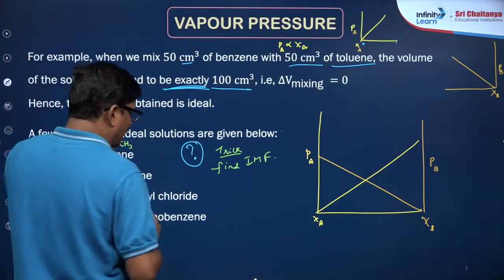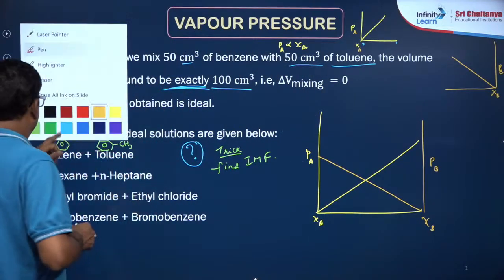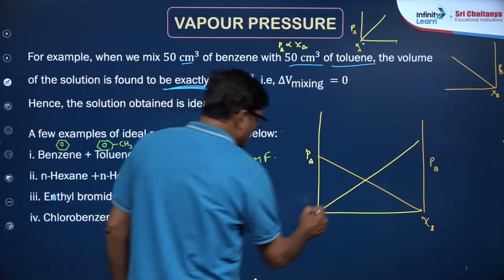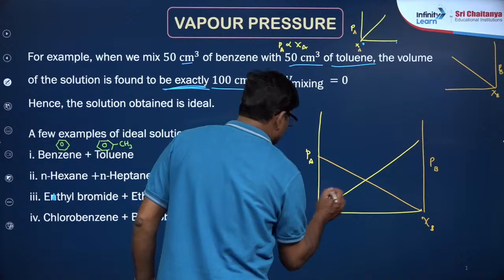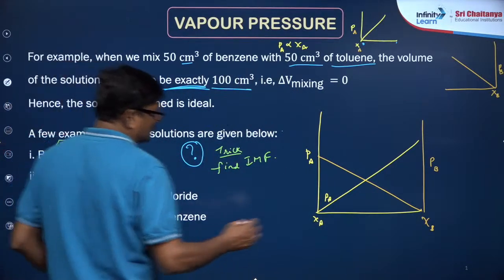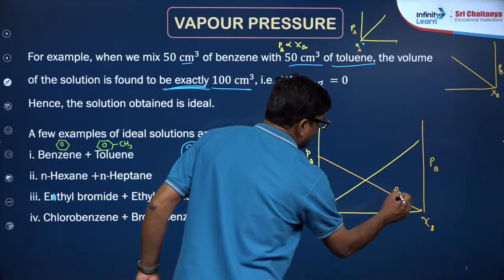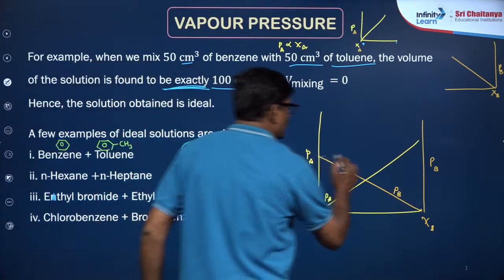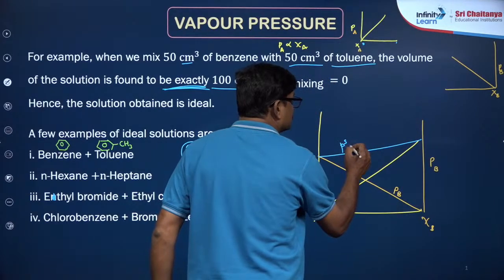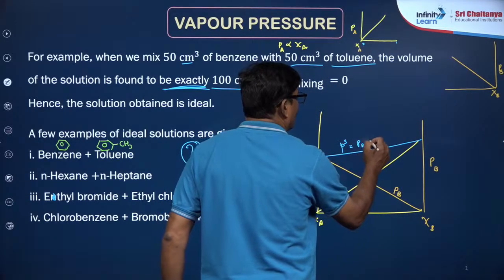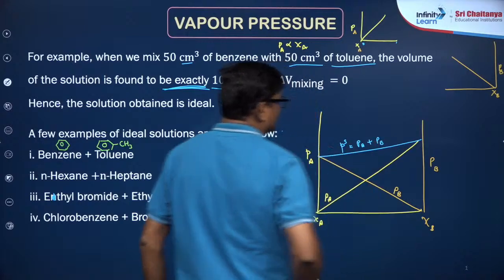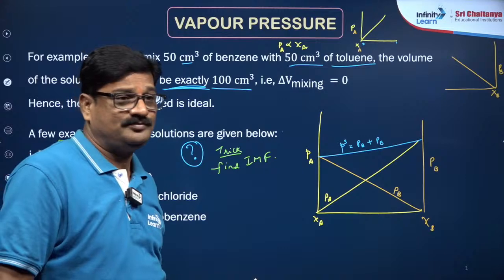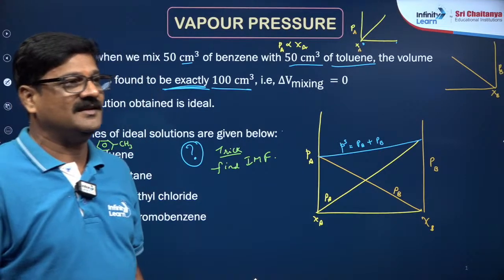Now, this yellow line indicates, Pranav, for you I am designing this again, PA. This is about PB. When these two are joined together, that is going to be PS, PA plus PB. So, any solution that obeys this graph is said to be an ideal solution. Clear, children? Clear?